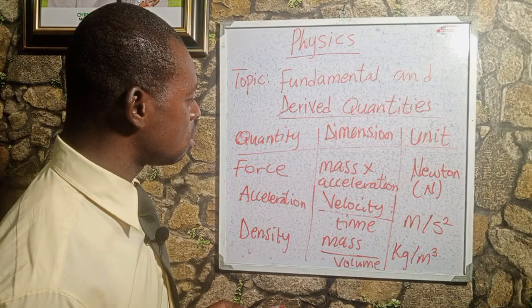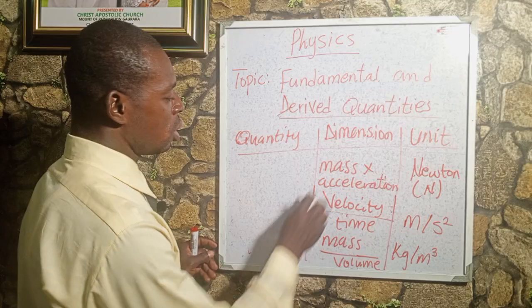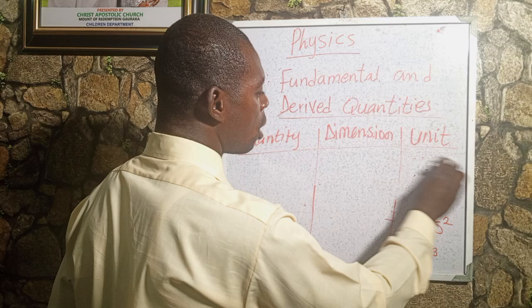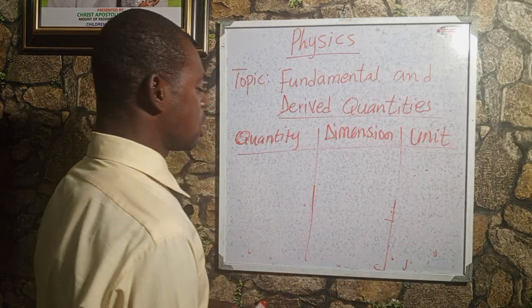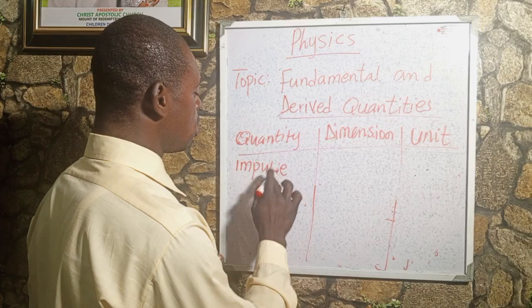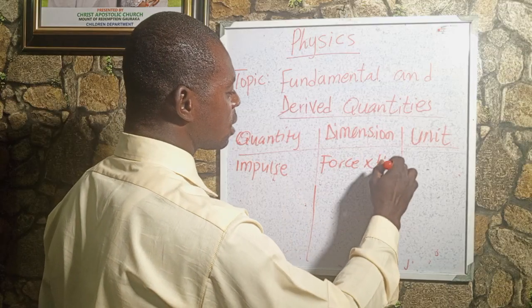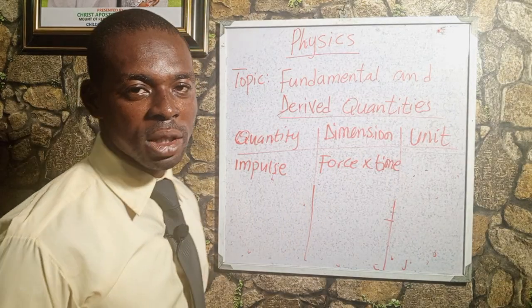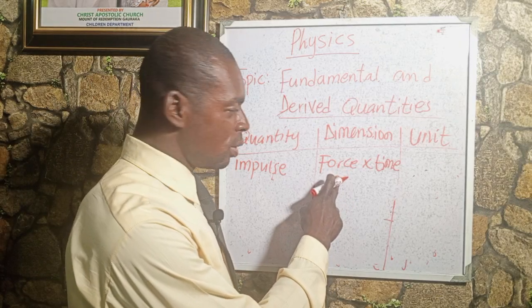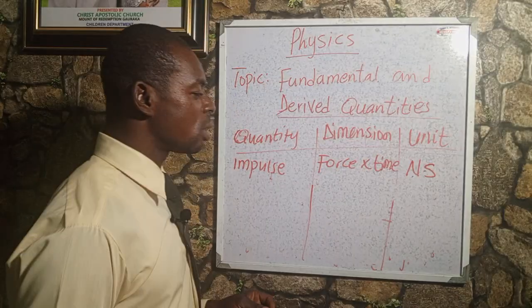Let's quickly look at one or two more derived quantities. Now we have impulse. Impulse is force times time. And remember I told you the unit of force is Newton. So we are going to have Newton second. That's the unit of impulse.